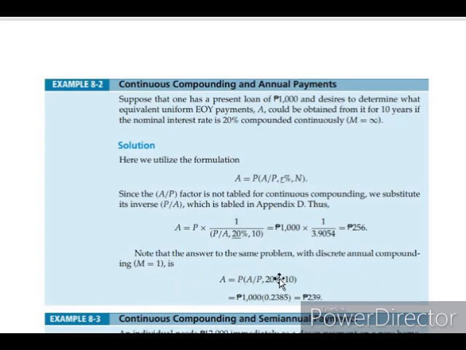So, note that the answer to this same problem with discrete annual compounding, M is equal to 1 is, so, ito, discrete naman to. Ito yung ginamit, yung formula. So, mas mataas lang siya konti, guys. Okay? Mapapansin nyo lagi na yung continuous compounding ay mas mataas lang konti doon sa discrete compounding. Okay?